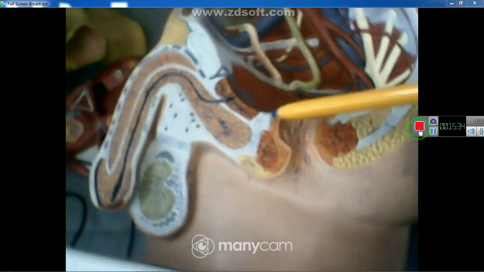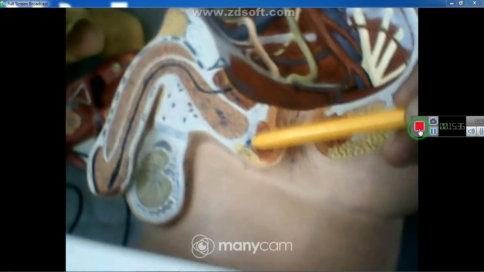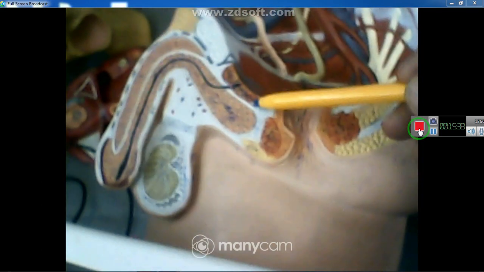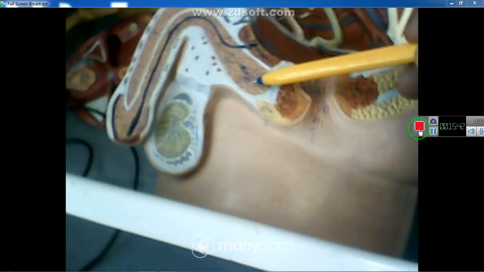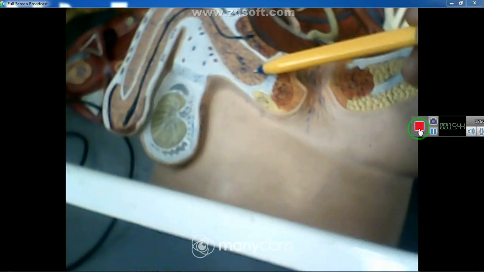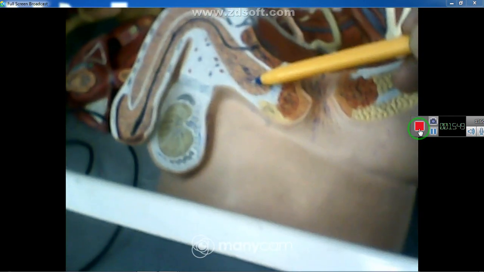So from that we may go back to that sample. This is the perineal body. Notice how deep to it, the levator ani is attached to it, right? This is the bulb of the penis. It is covered by the bulbospongiosus. So this is the perineum.